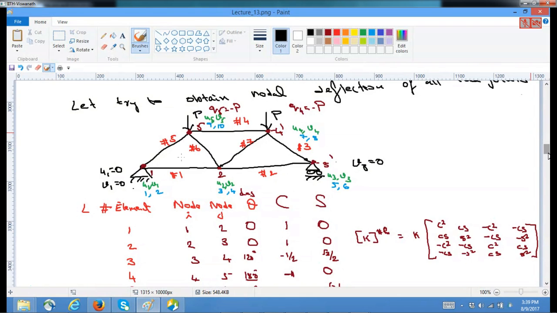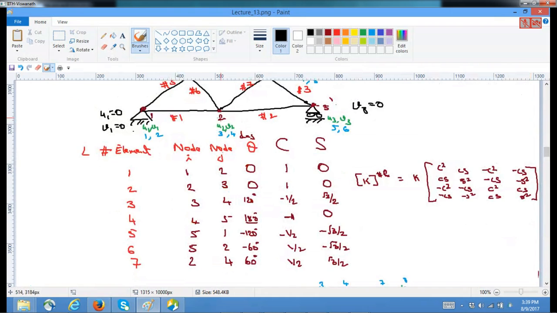This is the nodal connectivity. There are 7 elements. Each element has corresponding i and j that will determine its inclination with respect to the horizontal. We have these kinds of inclination. Then we found its cos theta and sin theta and tabulated it. Using these cos and sin thetas for the corresponding elements, we know the element stiffness matrix, which is nothing but AE by L times the cosine and sine form.